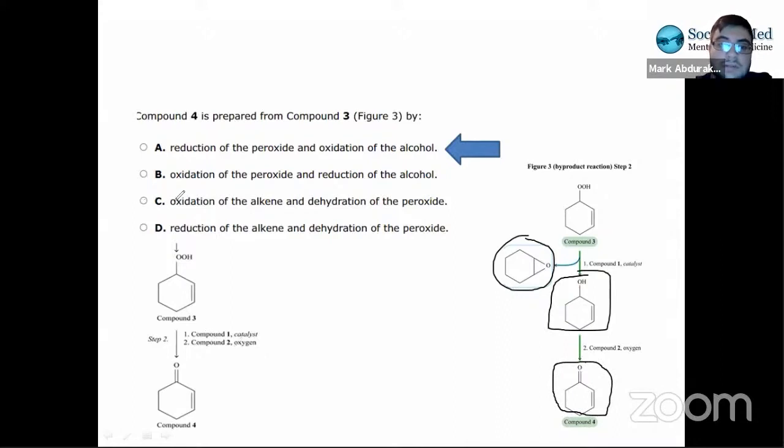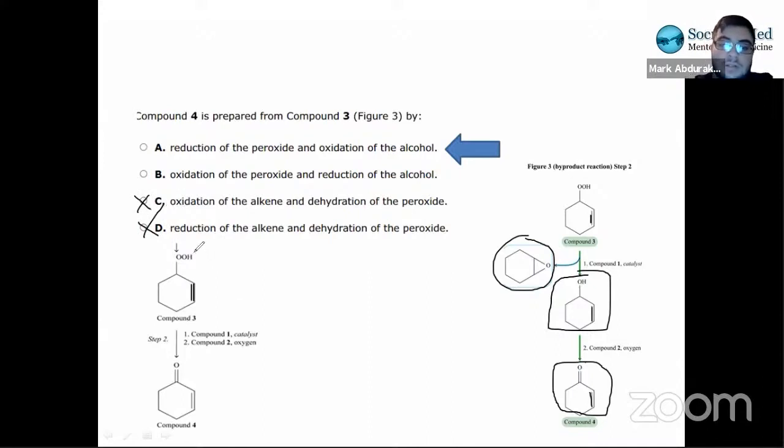So now let's look at this. Oxidation of the alkene and reduction of the alkene. Well, the alkene's right here. It's a double bond, right? This alkene, in neither of the steps does it ever get touched. So automatically this is wrong, because the alkene doesn't get oxidized or reduced, doesn't get touched at all. So those 2 are out. Now it's between A and B, right?